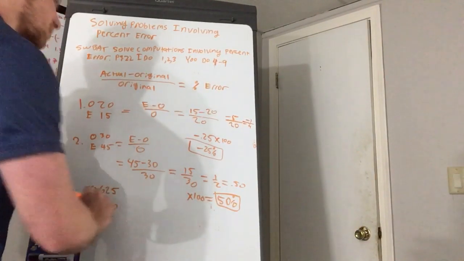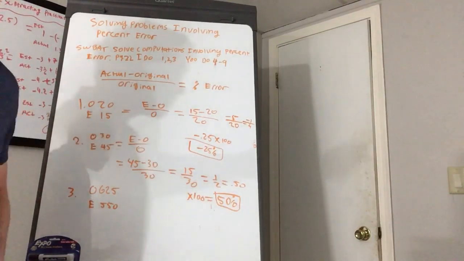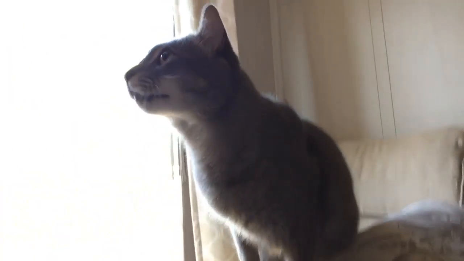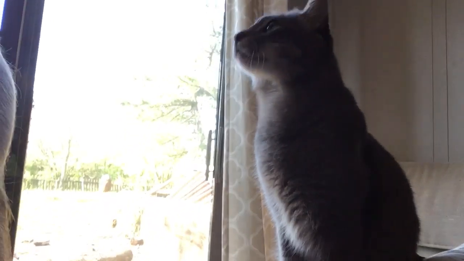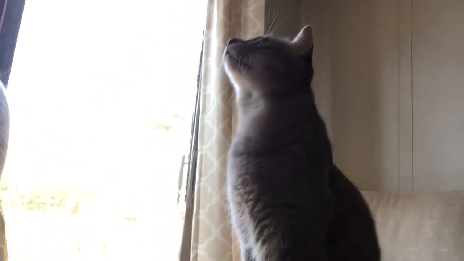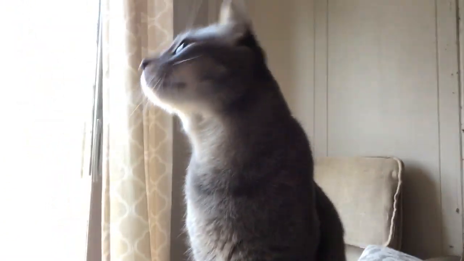is 550. My cat is meowing about wanting to go outside. I apologize for that. Roscoe, are you trying to go outside? Is that what you're doing, bud? Yeah? Is that how you feel? What do you think, Roscoe? What do you think? Okay.